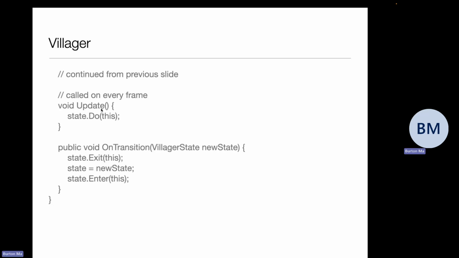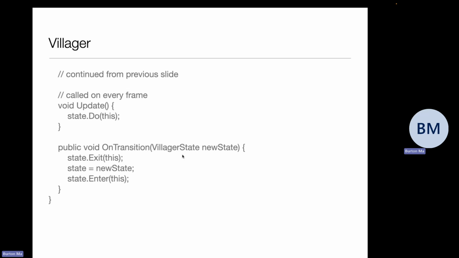In update now, you don't have to poll. You're not asking the states, hey, has something happened? You simply call do on the states, and you provide a method. In this case, I called it on transition. You can call it something else. On transition is going to be called by one of your state objects, and they're going to pass in the new state when they transition.